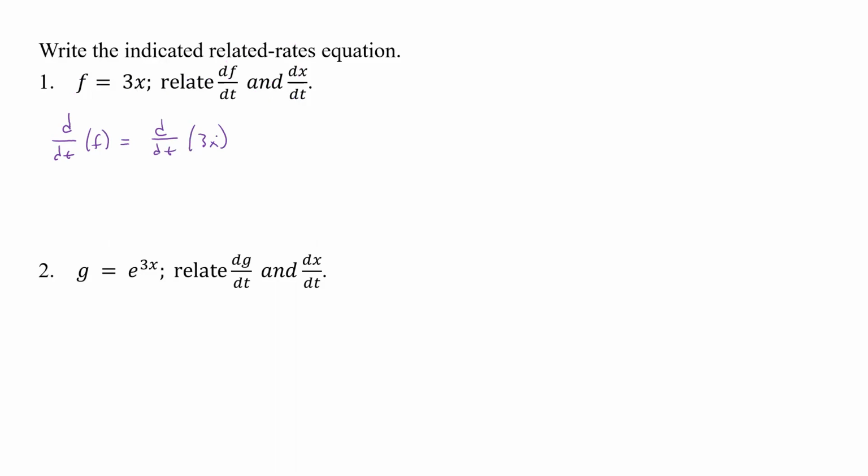We're going to take the derivative with respect to x here so we can get our dx dt, and this becomes df dt. Now, if we take that with respect to x, the derivative of that with respect to x is just 3, and what's left over is our dx dt.